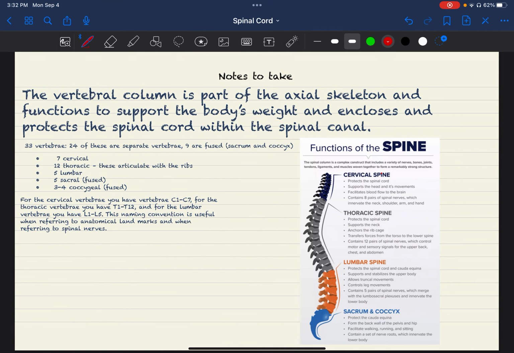Here we are going to review today. We're going to review the spinal cord. First of all, we're going to take some notes before we go into the 3D model. So we're going to talk about the definition of the spinal cord.